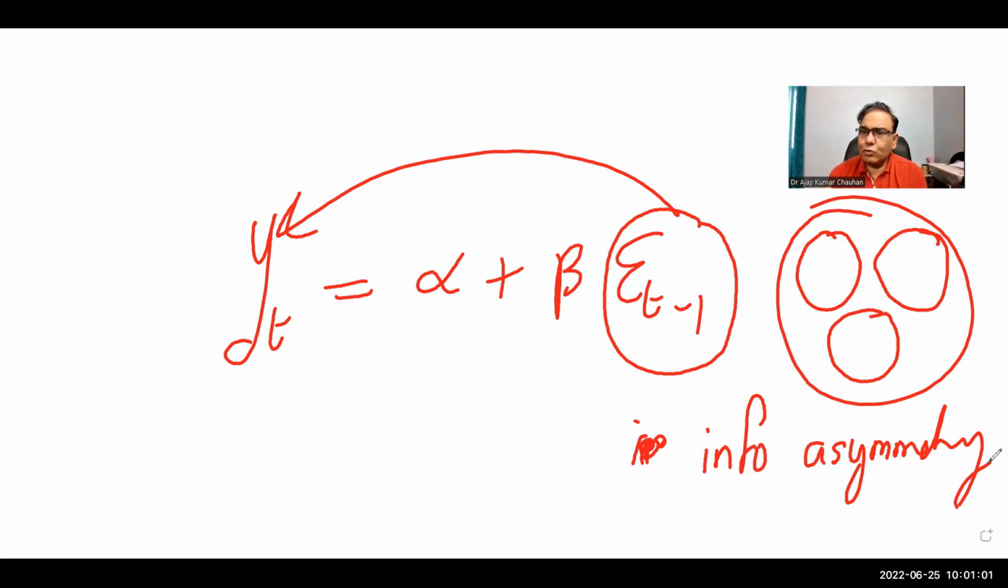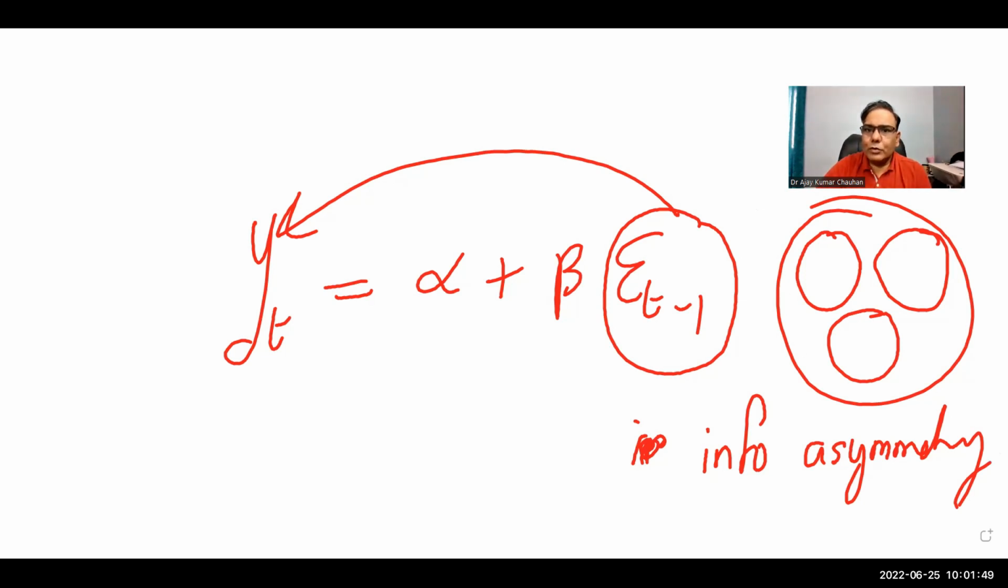There are two meanings of information asymmetry. Number one, everybody does not have the same information at every point of time. Some investors are well informed. Some investors are not informed. They will get the information after some time. So because of this information asymmetry, some investors who are well informed react quickly. And some investors who get the information late will respond after 2 days, 3 days, 4 days. So we believe that the response from the investors comes in sequence.